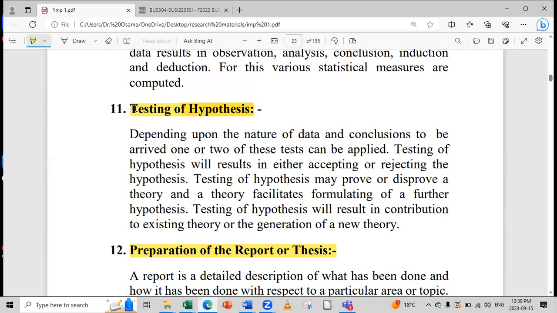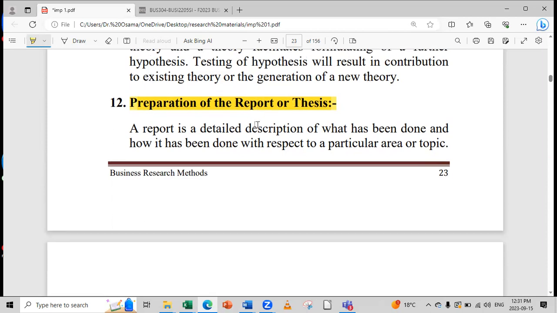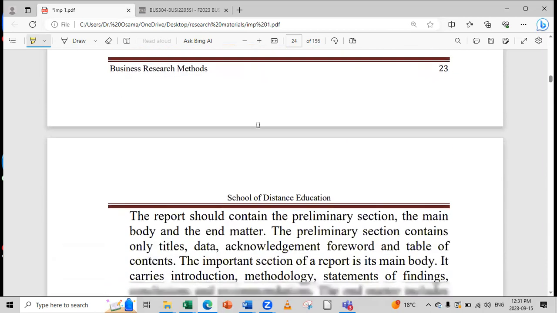This is testing the hypothesis. What we did here in this example: I test my blood pressure. I test my blood sugar. I ask myself, did I work too much yesterday or not? And so on. Then preparation of the report or thesis. Once you got it, okay, there is one reason for the headache: I stayed too long in the sun and I slept just a little bit. I'm very exhausted, that's why I have a headache. Now I will write the report.